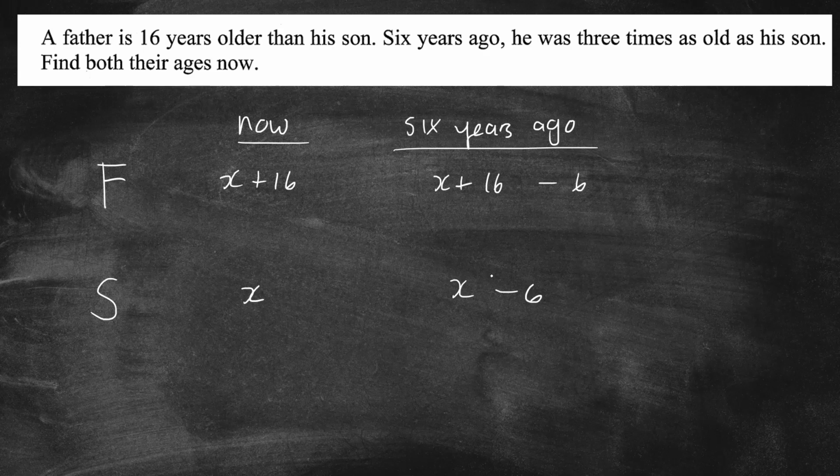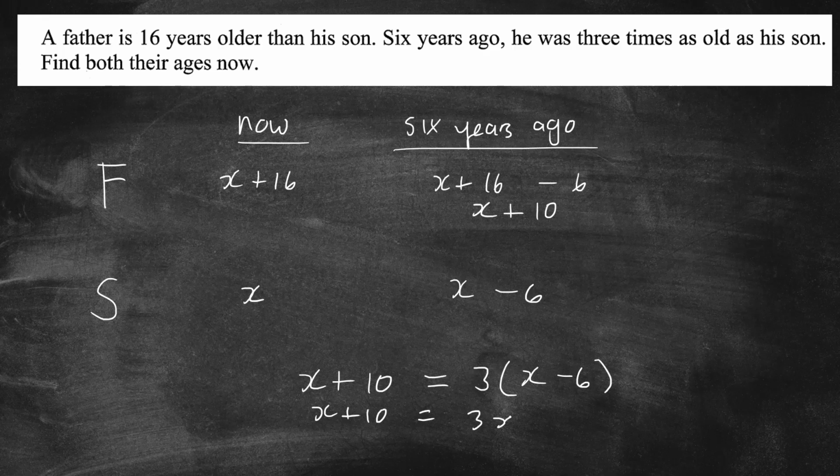So this is just the table to organize all the information. Now, the relationship that is given to us is 6 years ago, he was 3 times as old as his son, which means that if you take his age, let's just simplify this to x plus 10, then the father's age 6 years ago is 3 times the son's age. So take the son's age and times it by 3, and that should give you the father's age. Okay, and that is then our equation to solve. So x plus 10 equals 3x minus 18.